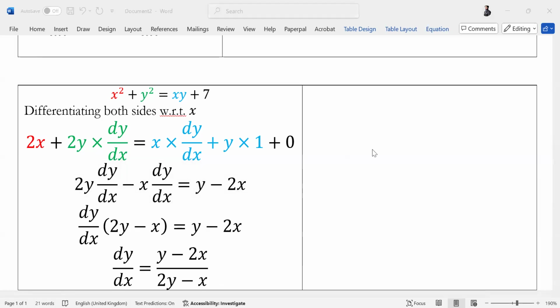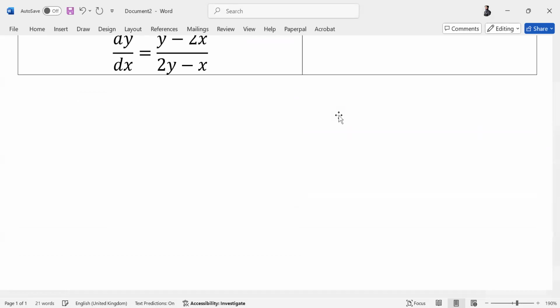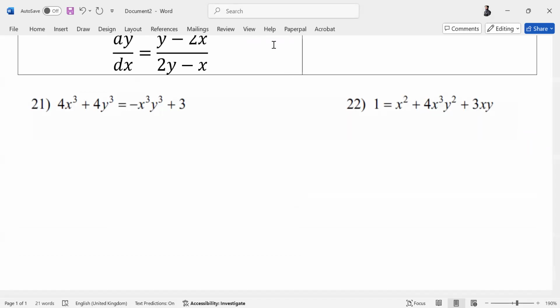Anything that is not clear till this point? Let me know. Clear? Okay. Now, I want you to attempt these two parts first.